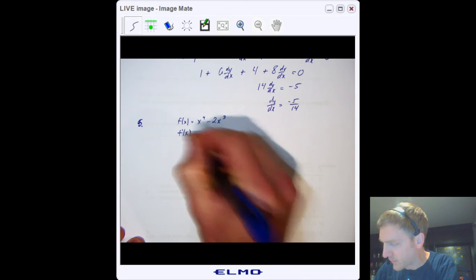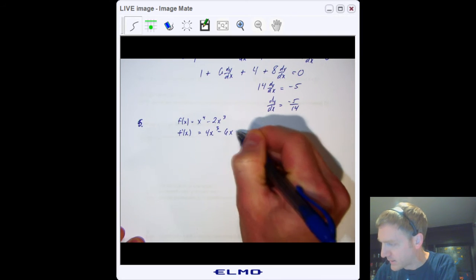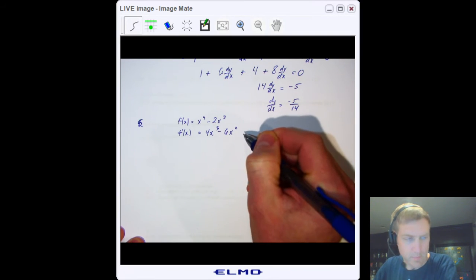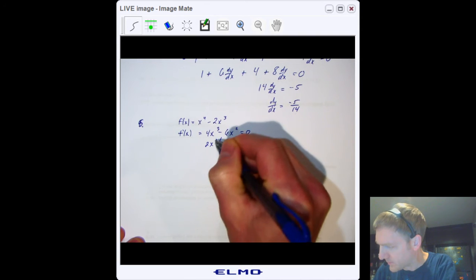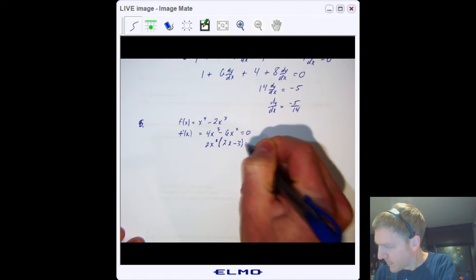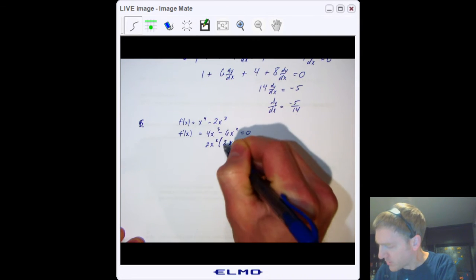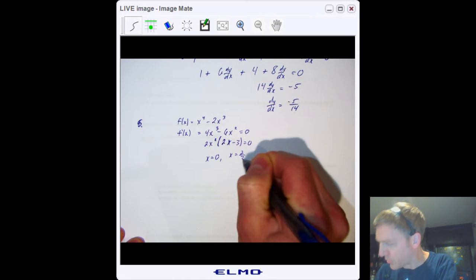So take the first derivative, you're going to have 4x cubed minus 6x squared, and set equals 0. I can factor out a 2x squared. I'm going to have 2x minus 3 equals 0. Okay, so we're at 0 and at 3/2.